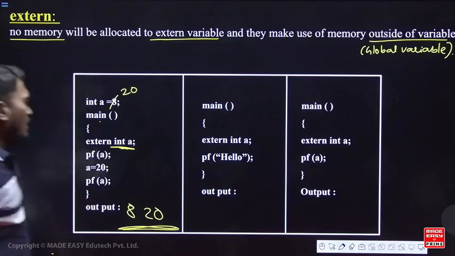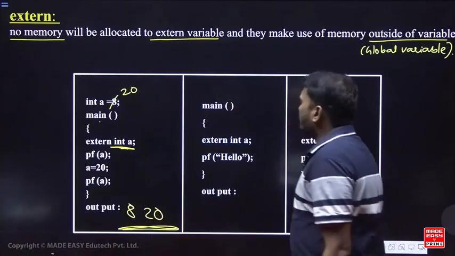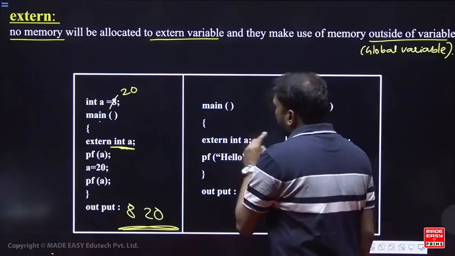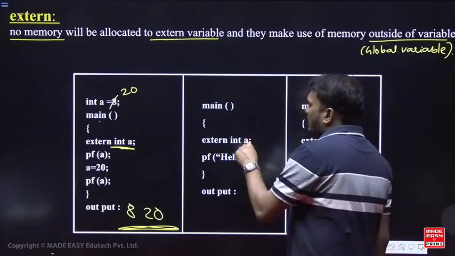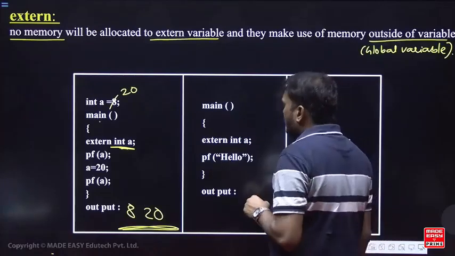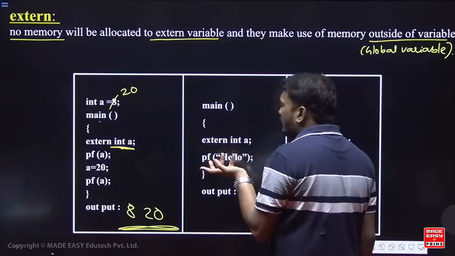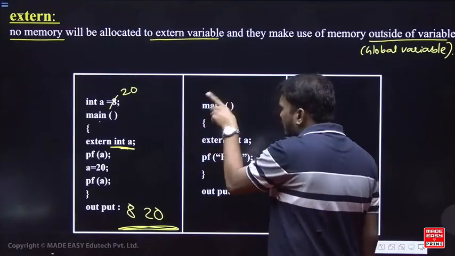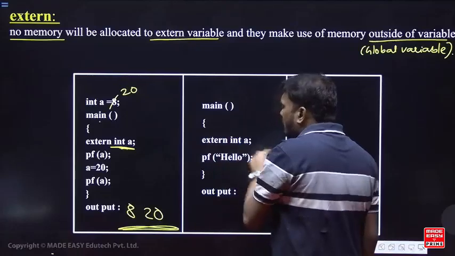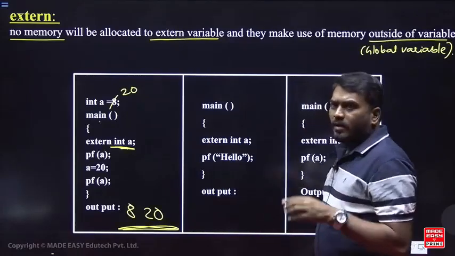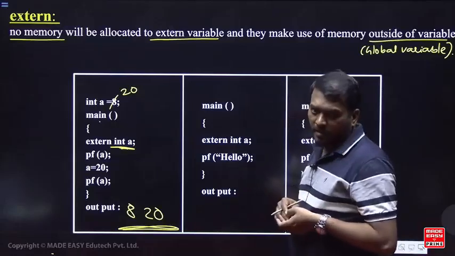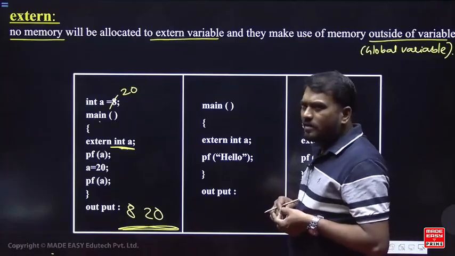Okay, so next, if you see the second example, what is the meaning? Listen here. In main, extern int a. a is local to this main function, and they make use of memory of the outside variable. Do you have any variable outside here? No. Outside there is no variable declared here. Actually that should give you an error. But now it will not give any error because you are not printing the variable a.